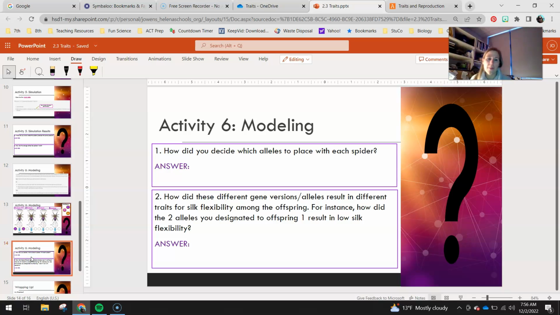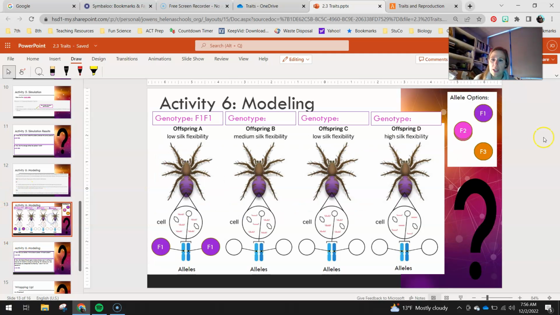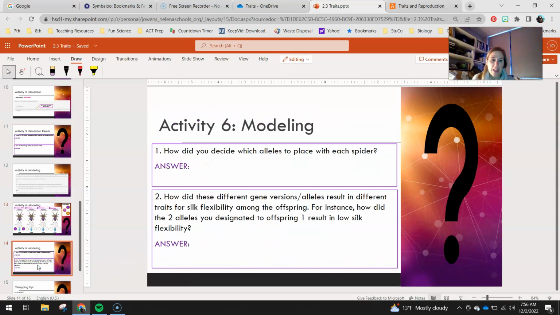Instead of those annotations, you have these questions right here. How did you decide which alleles to place with each spider? Those are the little circles. How did you decide whether F1, F2, or F3 went in each of these circles? And how did these different gene versions or alleles result in different traits for silk flexibility among the offspring? If we think about their genes, how do we know which proteins they're going to make, and how does that contribute to their silk flexibility? For instance, how did the 2 alleles you designated to offspring 1 result in low silk flexibility? Explain your answer there.